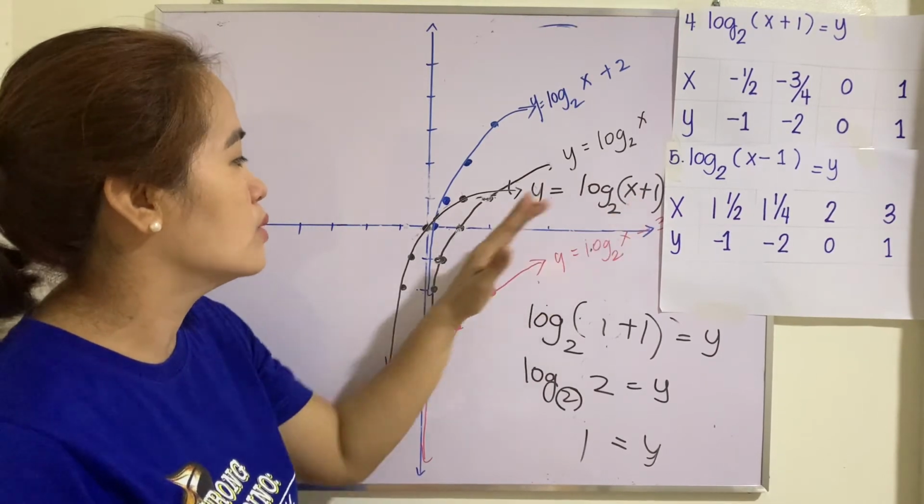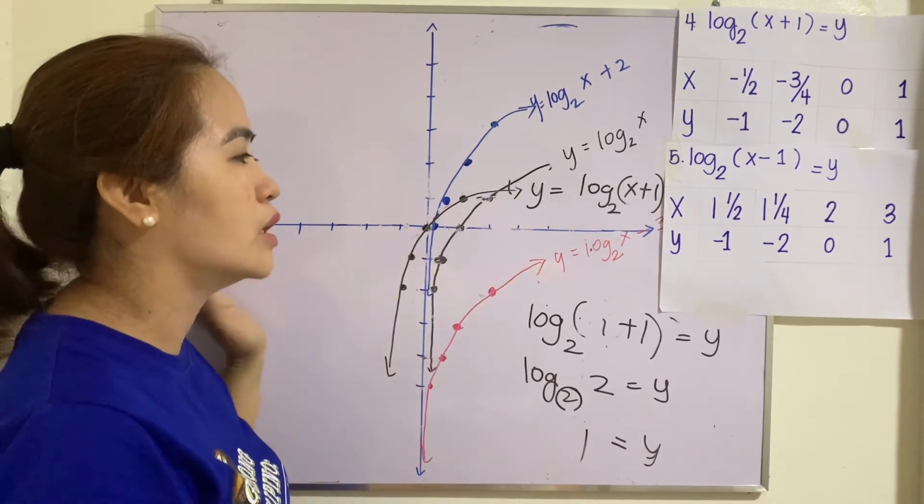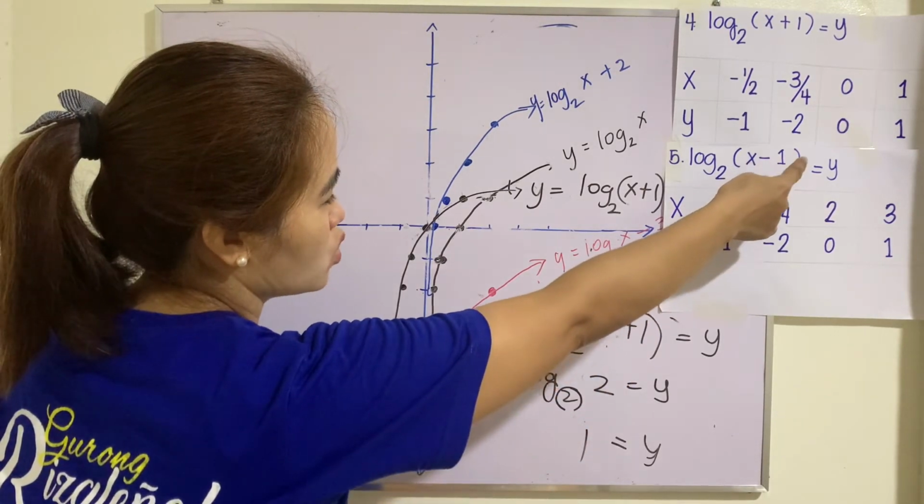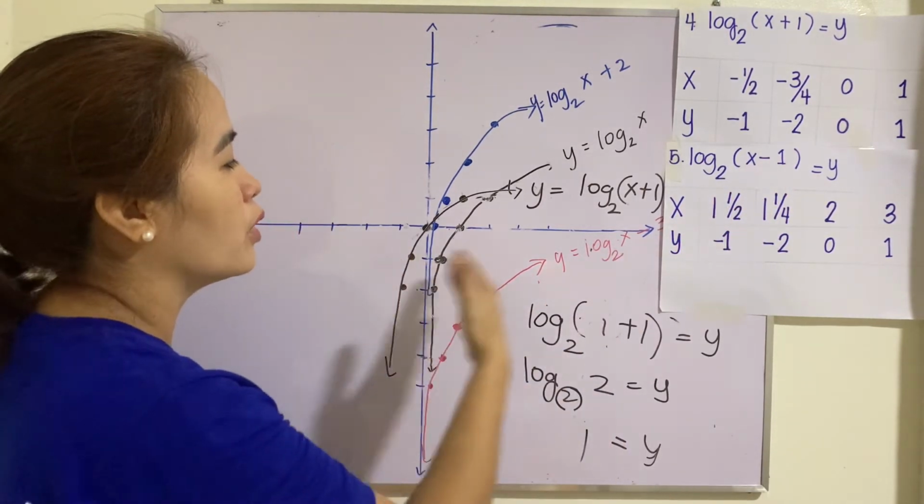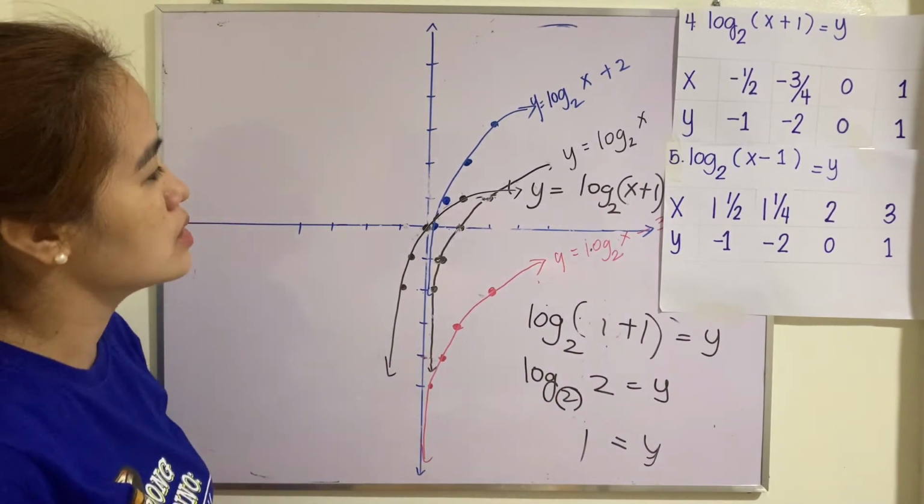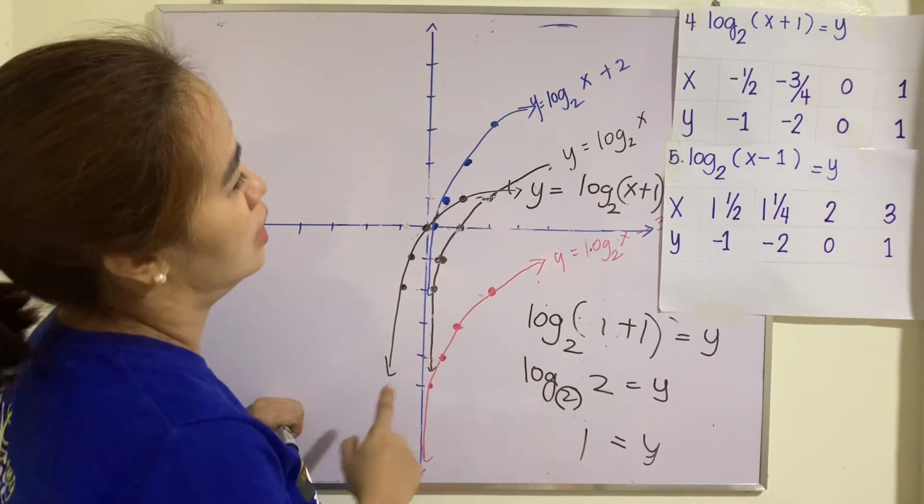So if it is 2, you move 2. If it is 3, you move 3 to the left. Therefore, we can conclude that if this one is minus 1, we have to move all points of the base graph to the right. Okay, so let's do it. Let's see if it is really true.